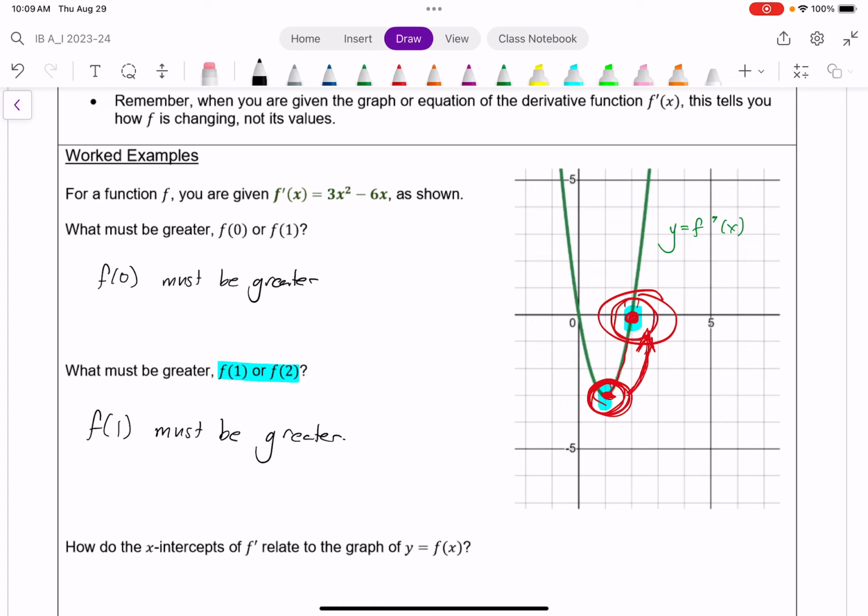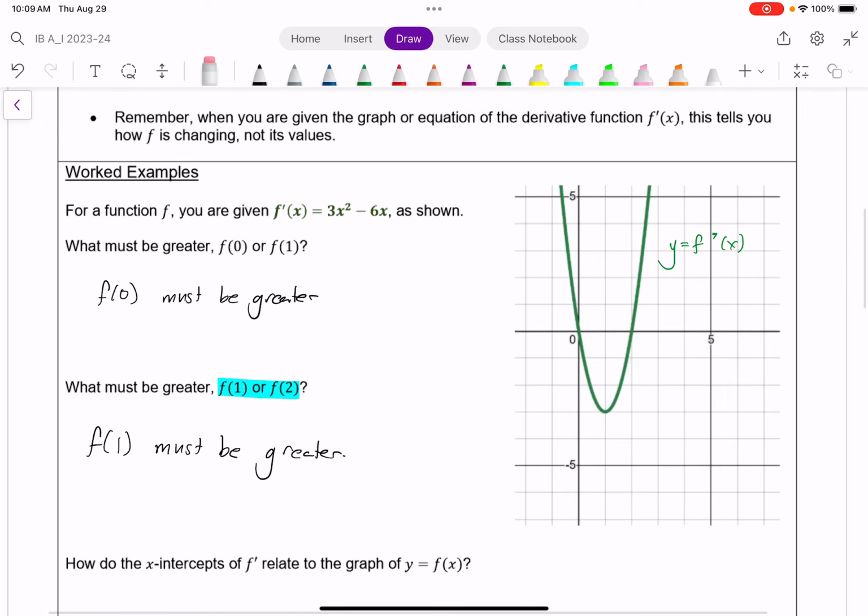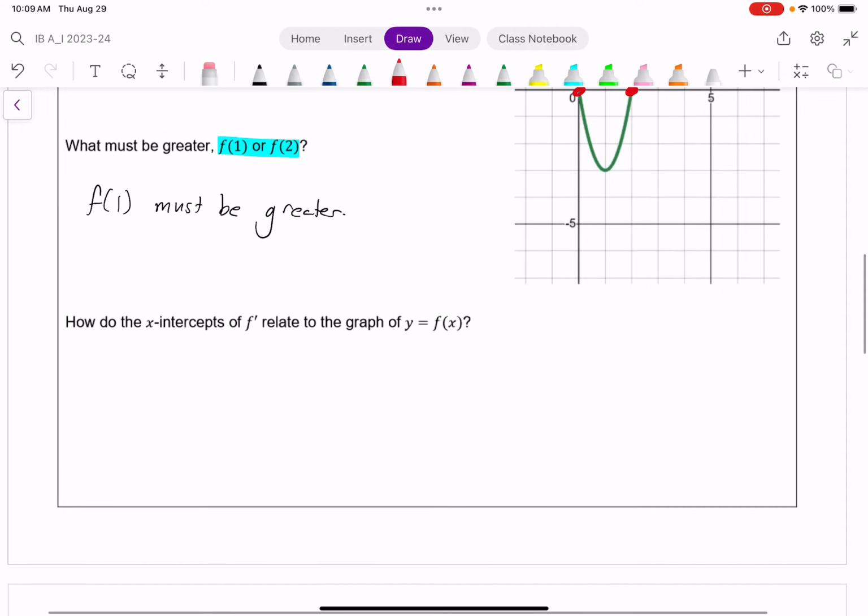And I'll do a bit more to visualize this in a moment, but let me answer one more question here. How do the x-intercepts of the derivative relate to the function? I've already kind of mentioned that earlier on. The x-intercepts are, in this case, 0 and 2. That's where my derivative is 0. That's where this function is not increasing or decreasing. These are the turning points. And so in this case, the x-intercepts of the derivative are turning points.